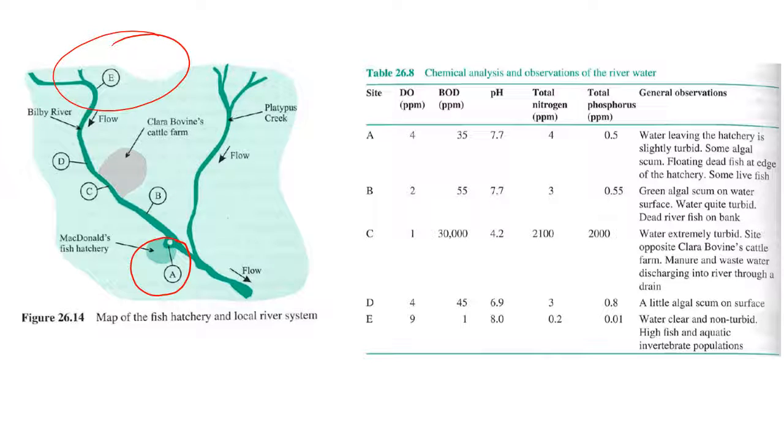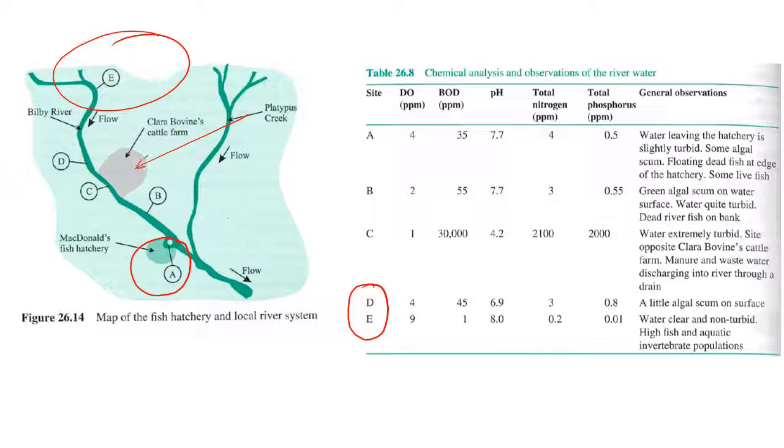Now, if we start at the very top of this system, looking at E and D, dissolved oxygen is quite high, as you'd expect. There's going to be a lot of movement, a lot of flow through the water, and you're going to have that dissolved oxygen in the system. Biochemical oxygen demand, as we said, is quite low, so it's a healthy system. pH is pretty okay. It should probably be a little bit lower than 8, but that's okay. Nitrogen and phosphorus are quite low.